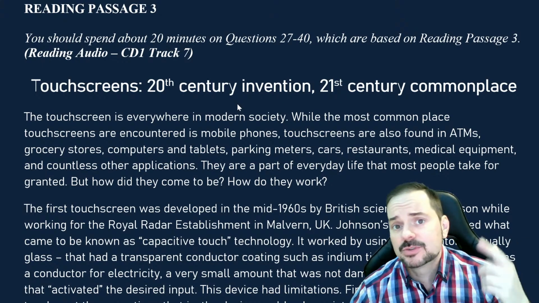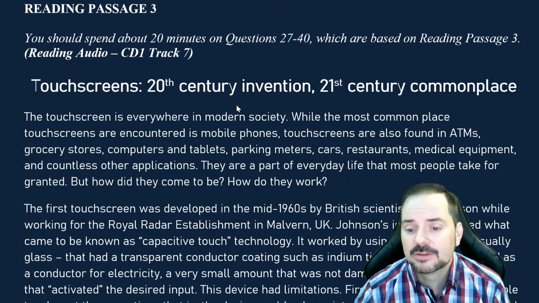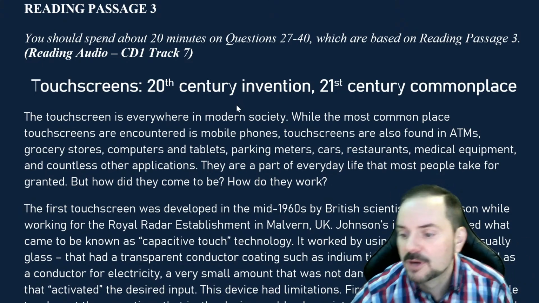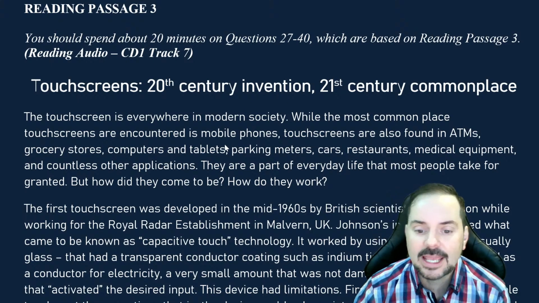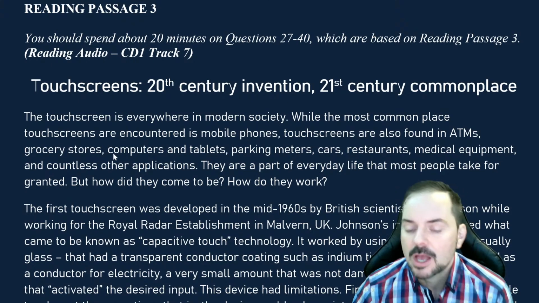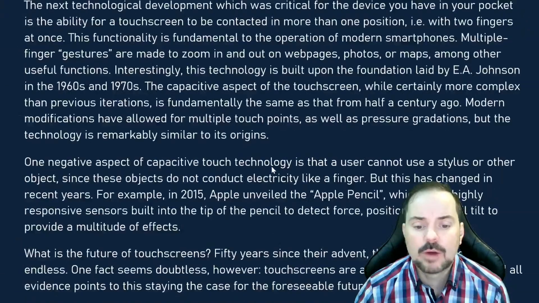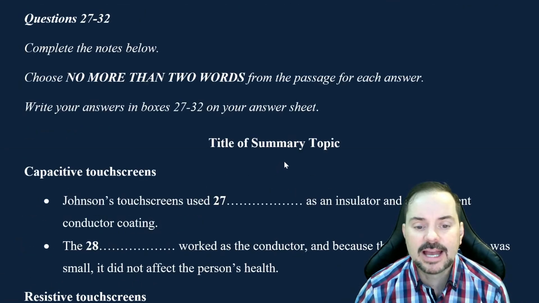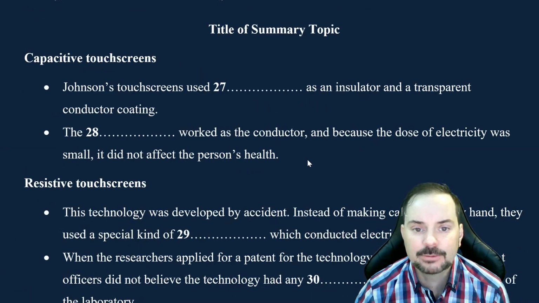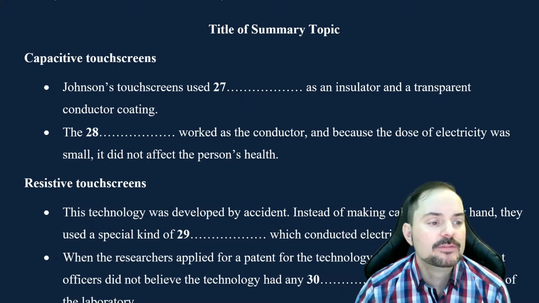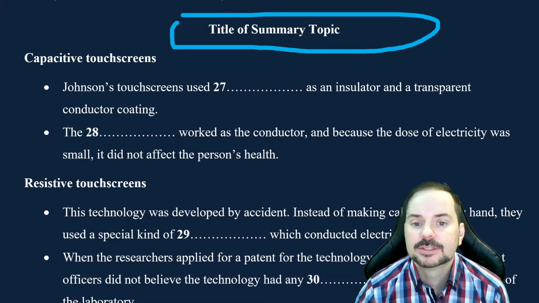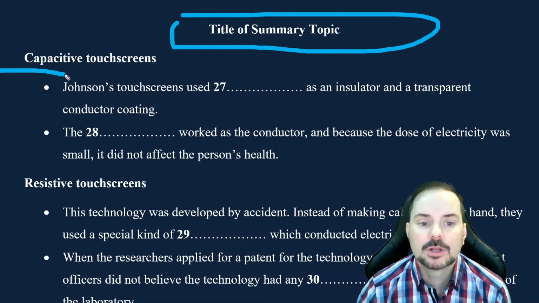By the way, thumb typing was made very, very popular by the Canadian BlackBerry phones. Okay, so we've got that. Let's look at the questions. What kind of questions do we have here? Here we go. So we've got some summary type questions here. So title of summary topic, we got capacitive touchscreens.